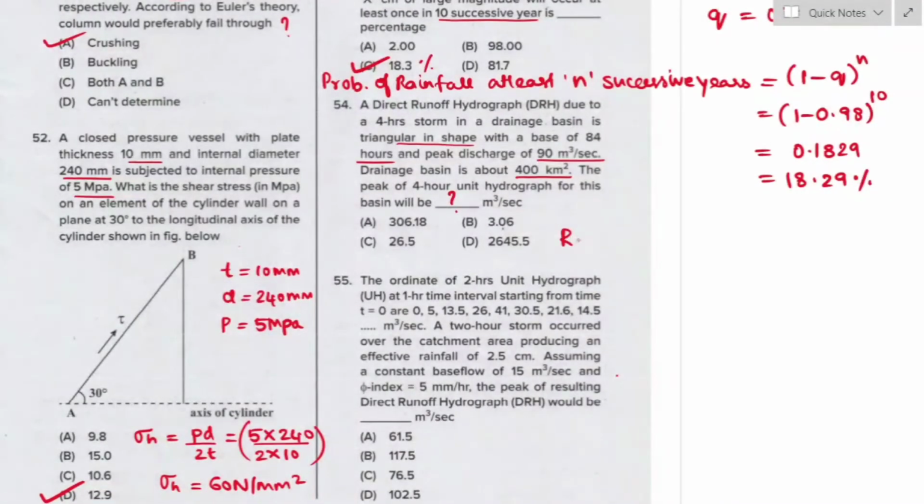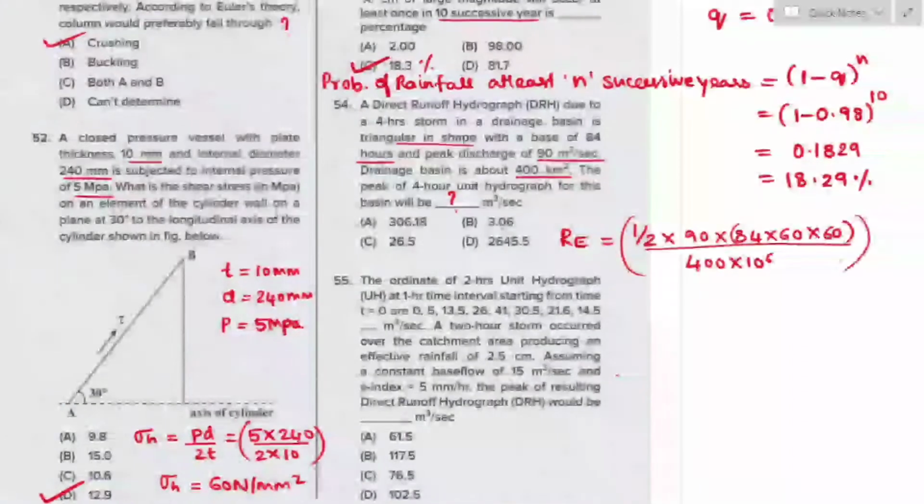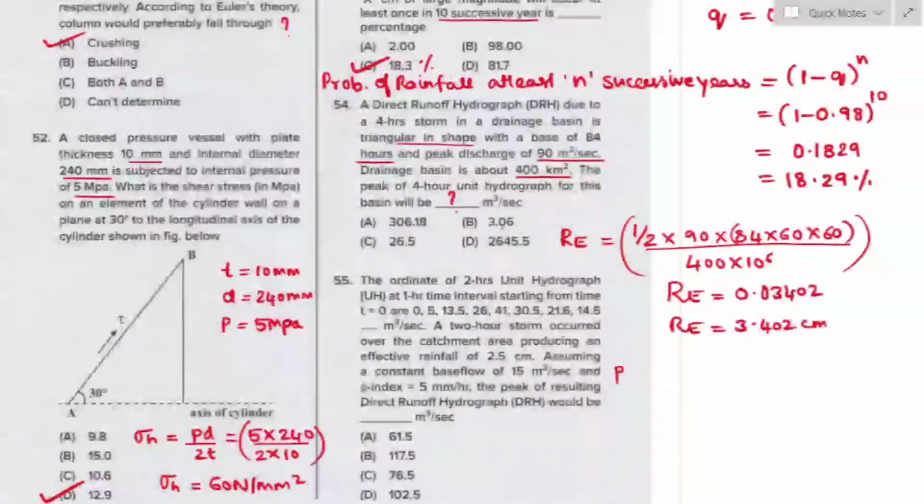So rainfall excess will be area of the unit hydrograph, half into peak discharge into 84 hours, divided by drainage basin length, so 400 km square. So rainfall excess will be 0.03402.